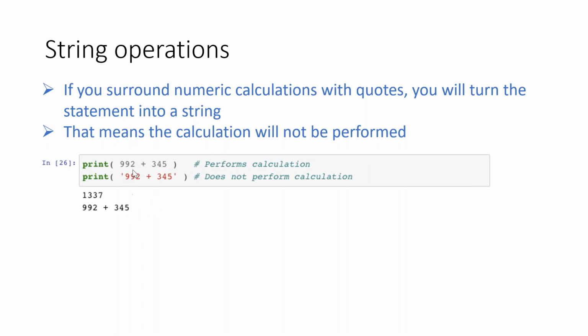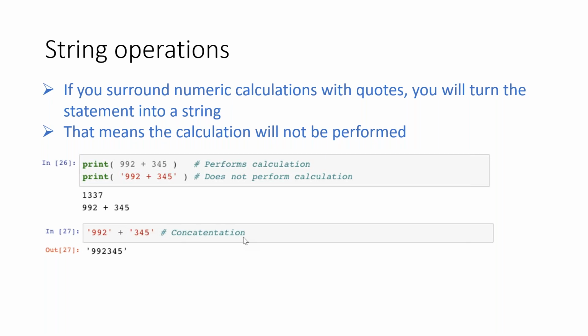Like here, for example, 992 plus 345: these two objects are int objects, so plus works as an addition. If you put single quotes, it's a string object, and it doesn't perform calculations. Here you are using two string objects with the plus operator in between. It doesn't add these numbers because they are strings. Plus behaves as a concatenation operator. It adds two strings together and presents the result.